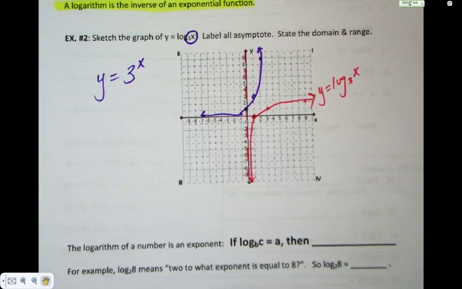Questions so far? Show me the shape of a log graph in the air. I love Kelsey's like angry at these graphs all the time. That's awesome.